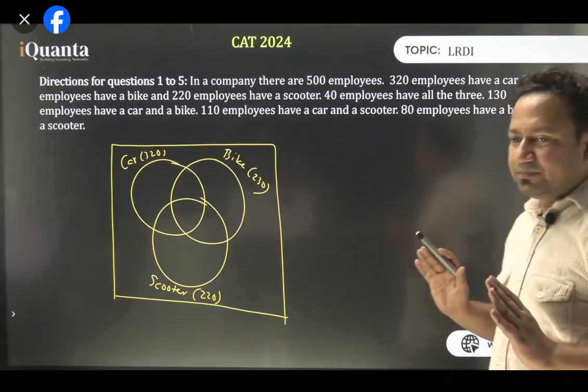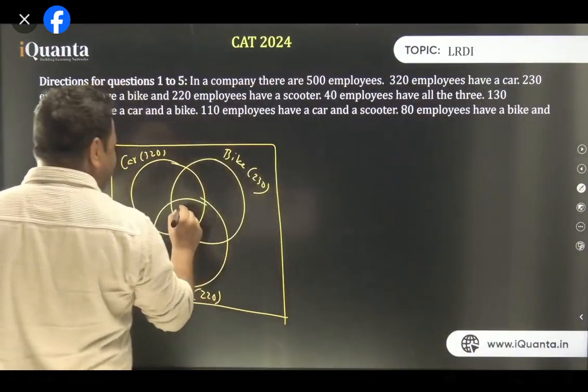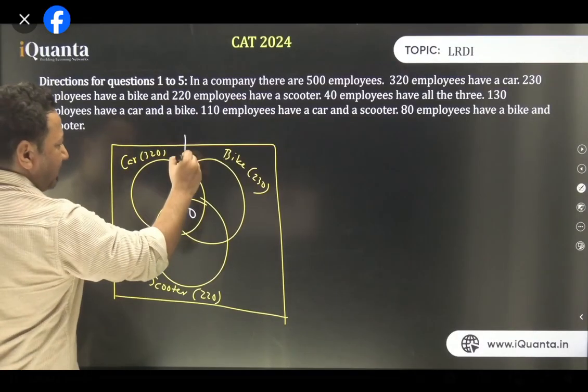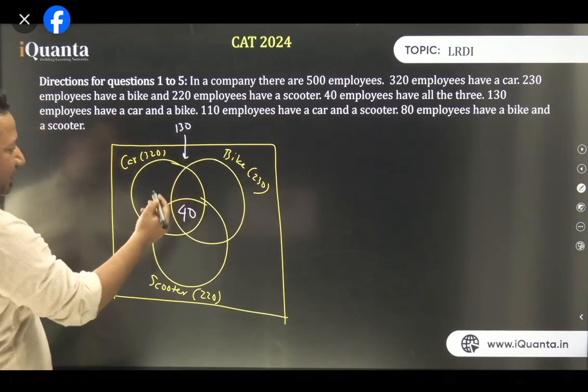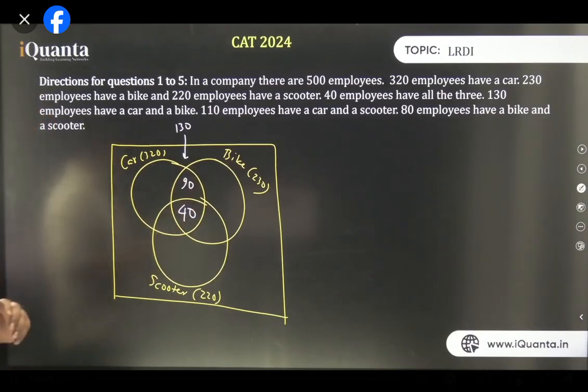40 employees have all the three. So we should start filling from inside out. So 40 is here, all three. 130 employees have a car and a bike. So this part will be 130. 40 is already here, so the remaining will be 90. Okay, is that clear?